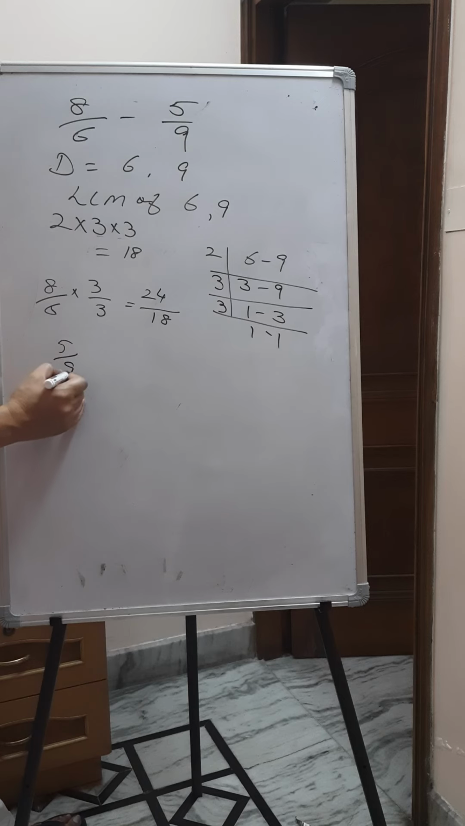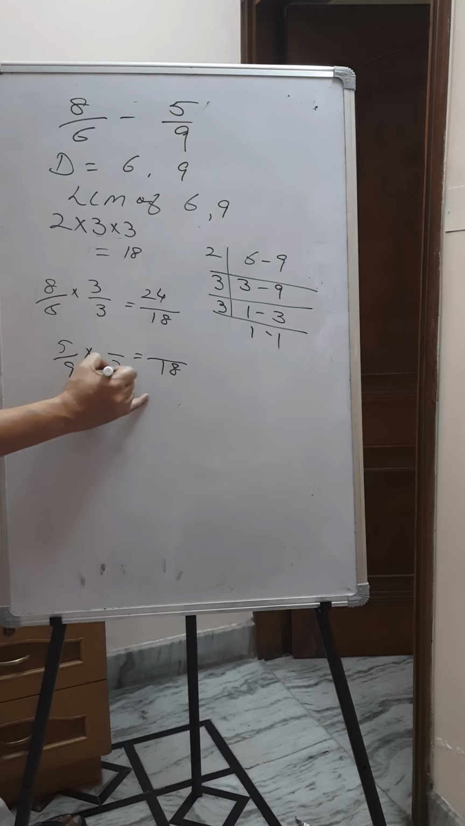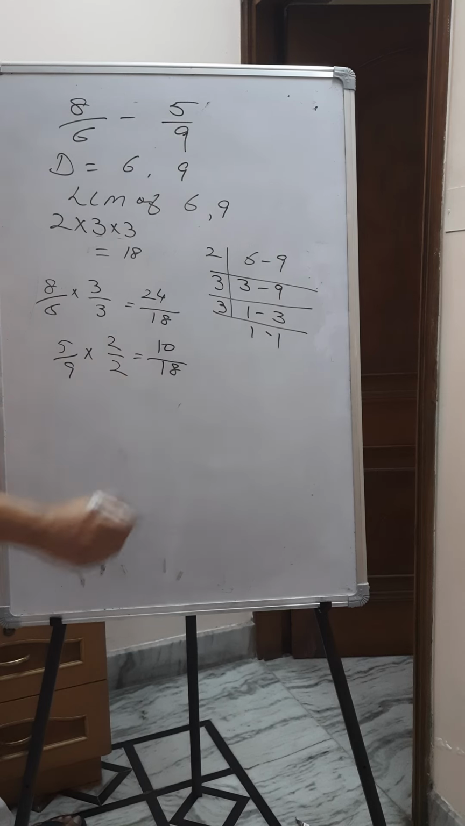The second rational number is 5 over 9. Convert 5 over 9 into the denominator 18. 9 into 2 is 18. If 2 comes here, then 2 also comes here. 5 into 2 is 10.